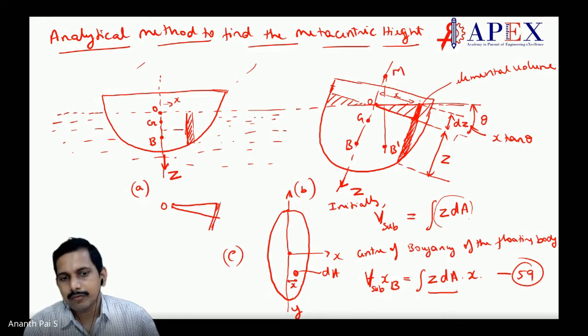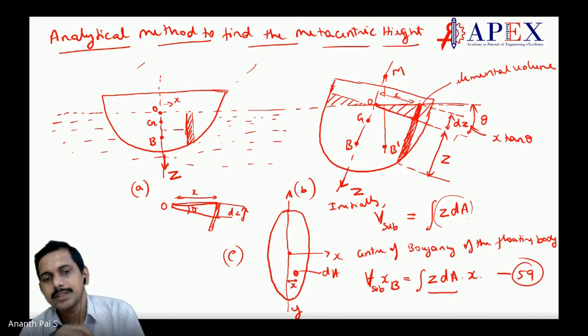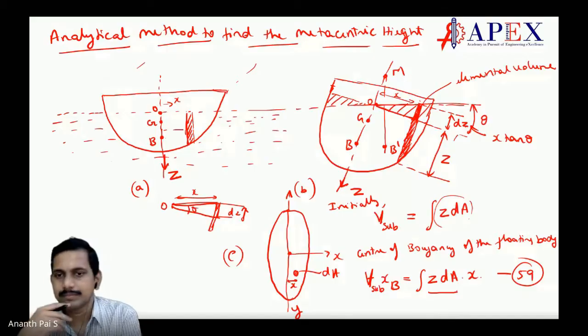When the angle is small, very important. This is dz, and this is x. So what is this distance? This distance is x tan theta, because opposite over adjacent. Correct. Yes, that's it. Nothing great.